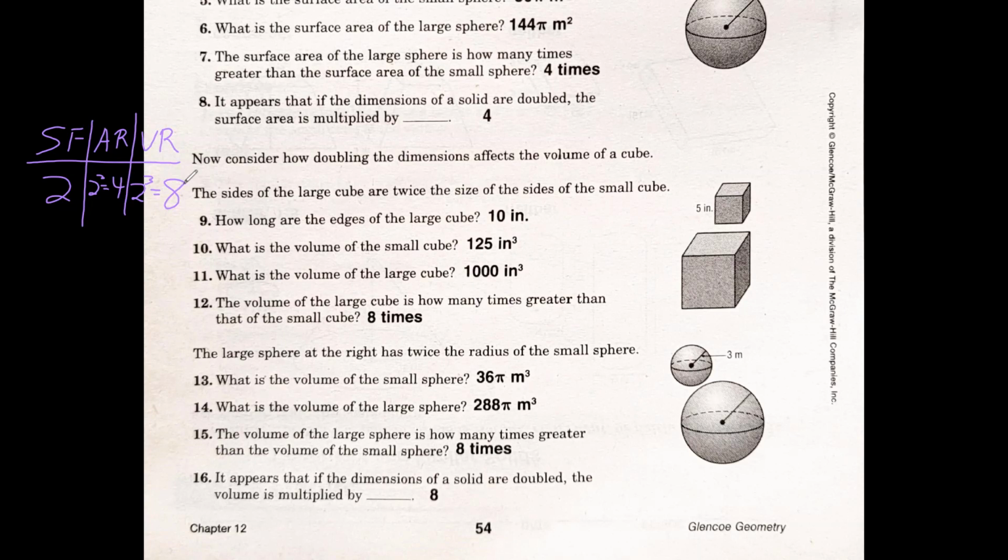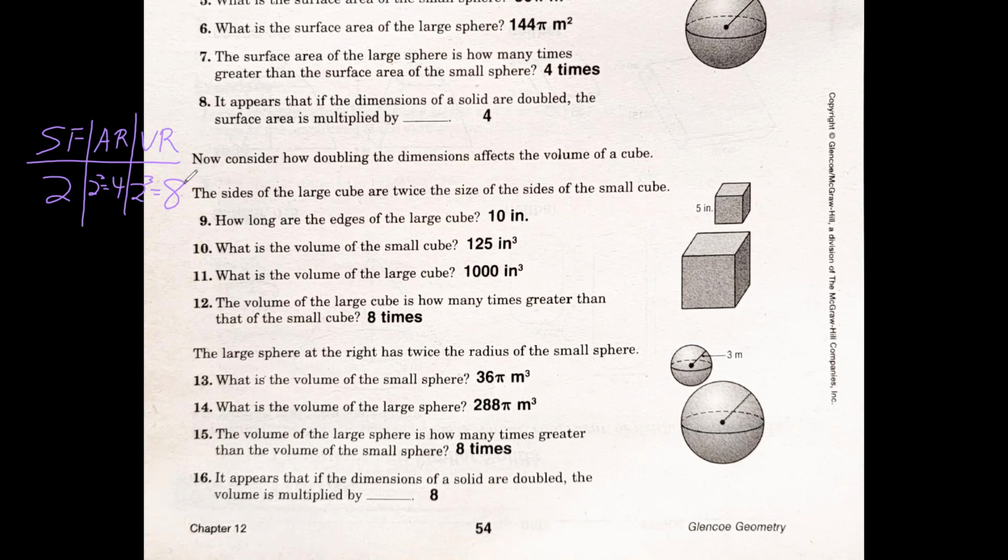What is the volume of the small cube? That one you actually have to do the volume formula for. 5 times 5 times 5 is going to give us 125. Once you know that one, you don't have to do the volume formula again. We can just take that and multiply it by 8. So 125 times 8 is 1,000. The volume of the large cube is how many times greater? It is 8 times greater.